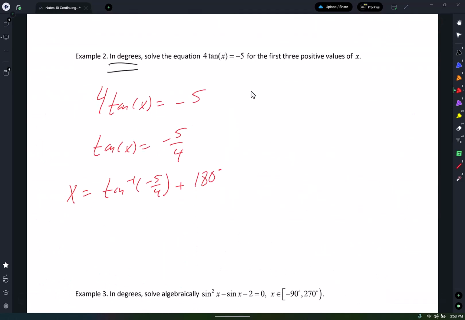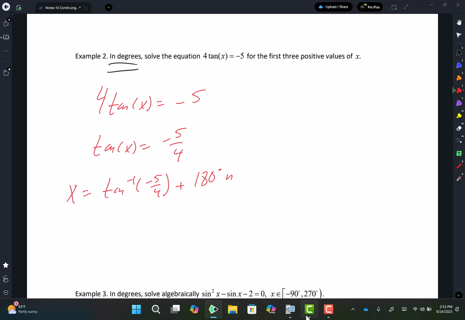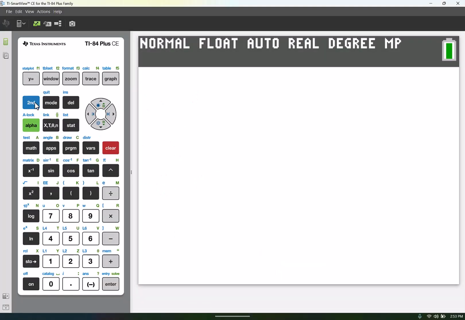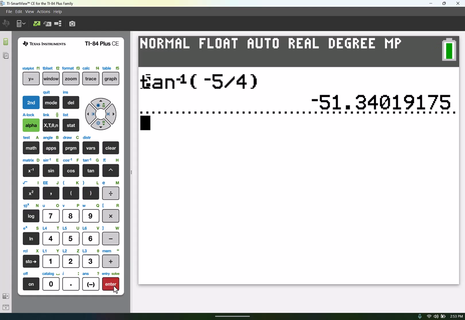Now, why I like these calculators so much. I take my calculator, and you only have to run this code one time, and then the rest of the time you can just push enter. So check it out. I'm going to go arctan of -5/4, and I'm going to push enter. Is that an answer of mine?